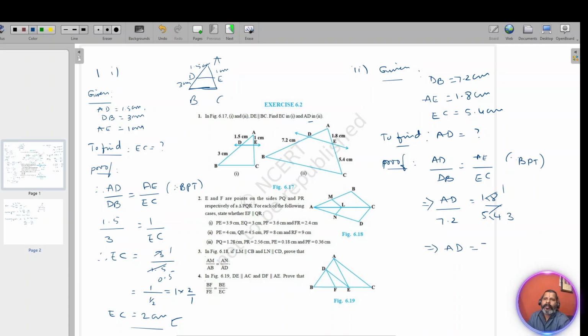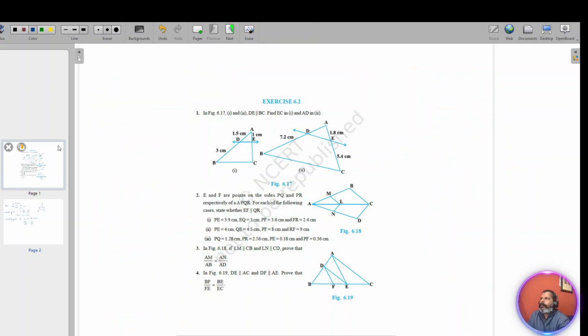Therefore, AD equal to 7.2 by 3. 3 2s are 6, 3 4s are 12. AD equal to how much? 2.4 centimeter. Very simple. These are 1 mark questions. Very simple application. This checks the application of the BPT knowledge. Okay. We'll move to the next question. Second one.